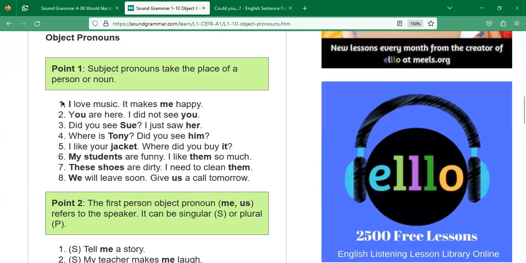So let me see. Alex, can you help me reading the 4 examples that we have here from 1 to 4, please? I love music. It makes me happy. You are here. I did not see you. Did you see Sue? I just saw her. Where is Tony? Did you see him?